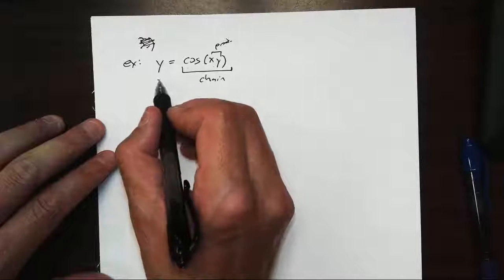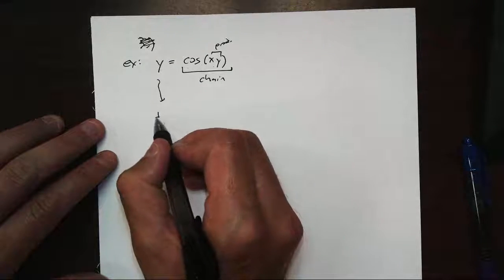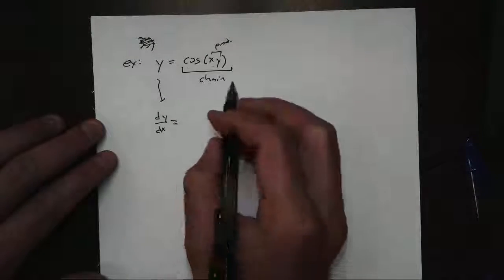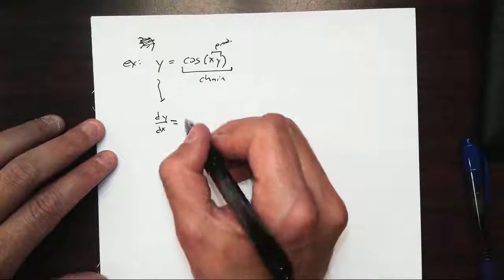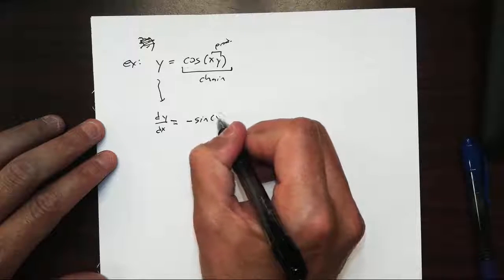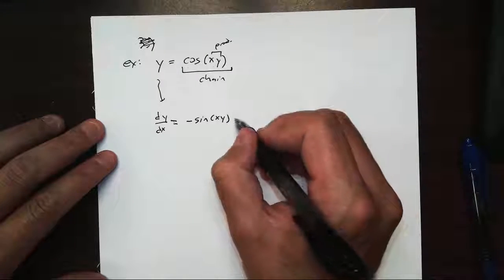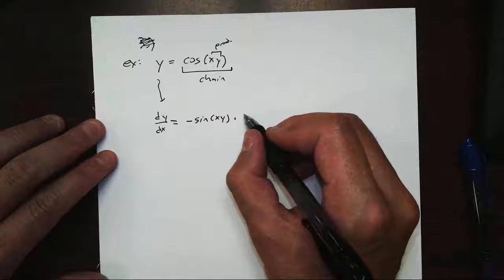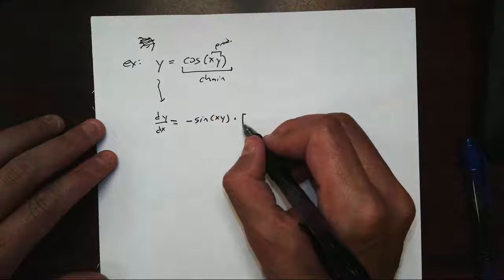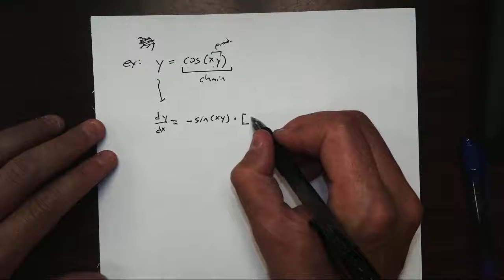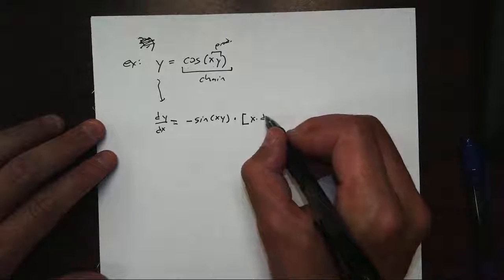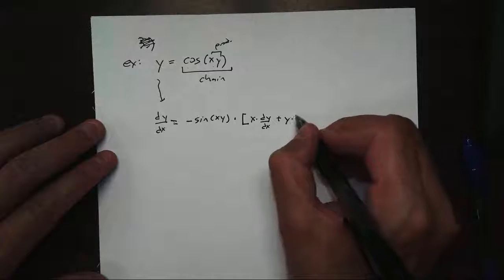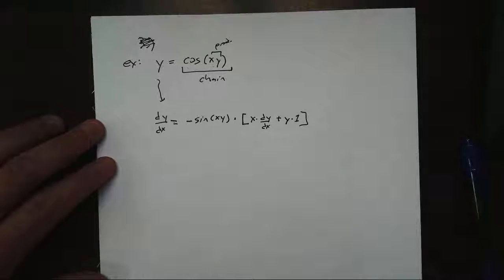But when I take the derivative, we know this. The derivative of y is dy dx. And that's going to equal, well, the derivative of cosine is negative sine of xy times the derivative of the inside. Be careful, the inside is product rule. It's going to be, now I'm going to put this in brackets because it's product rule, right? The first times the derivative of the second, which is just dy dx, plus the second, which is y, times the derivative of the first, which is 1.